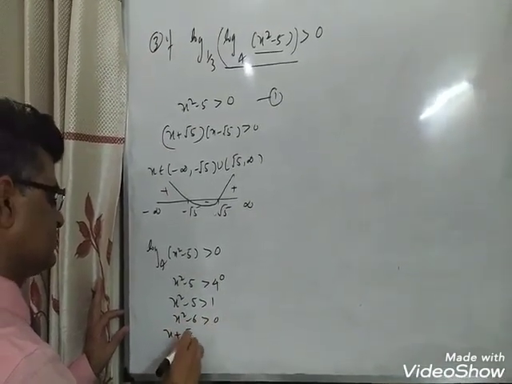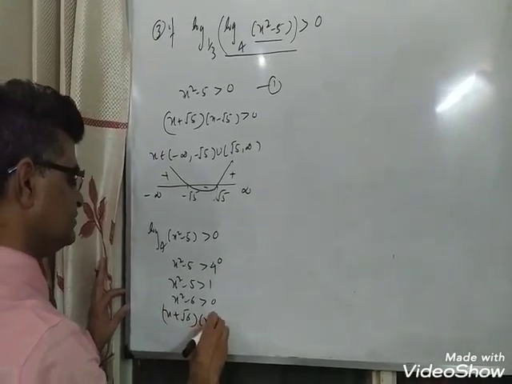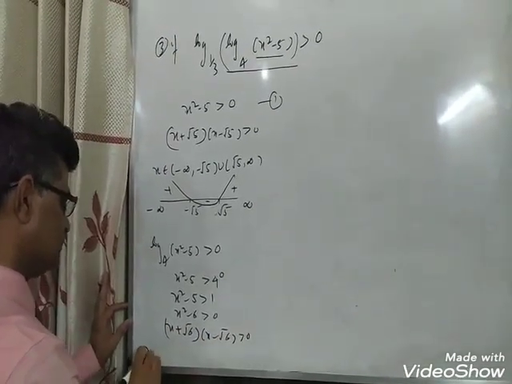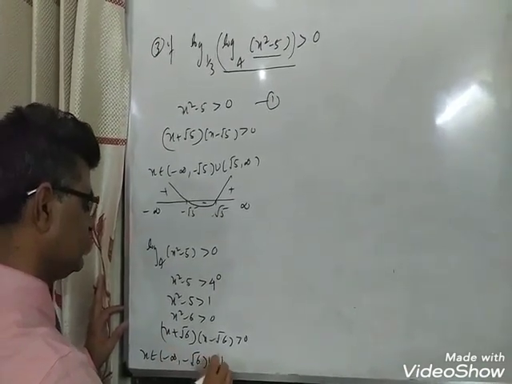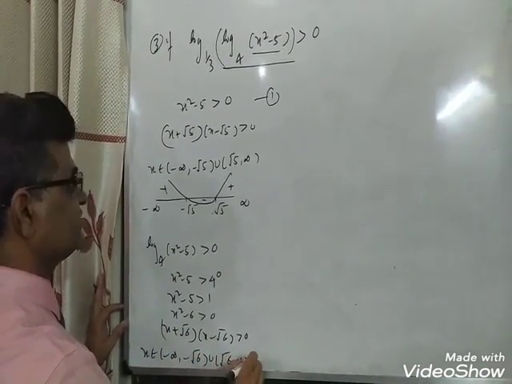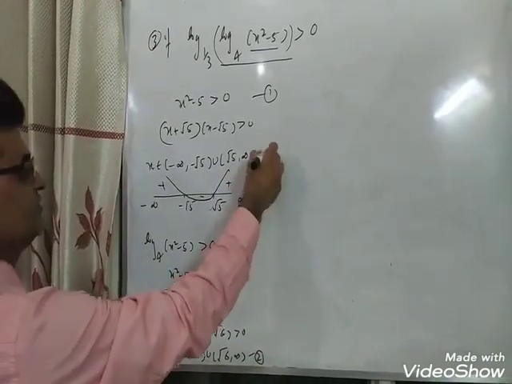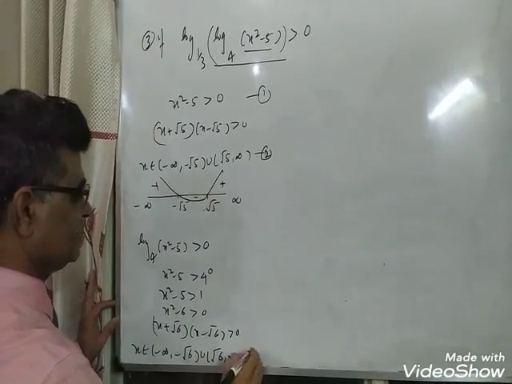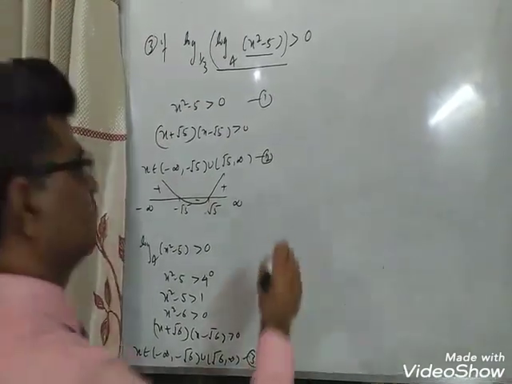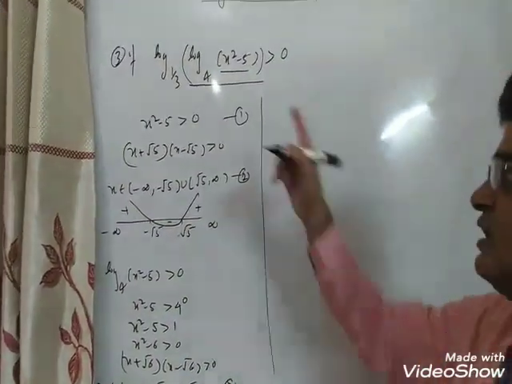So x square minus 6 greater than 0. So (x plus root 6)(x minus root 6) is greater than 0. The solution is from minus infinity to minus root 6 union root 6 to infinity. This is the second solution which we have to consider while finalizing. Now we are coming to solve this question.